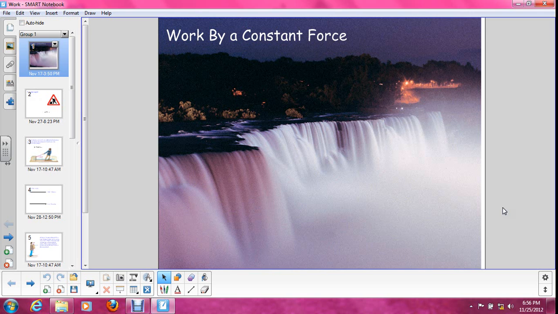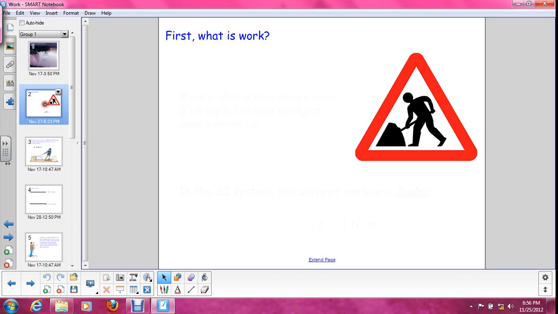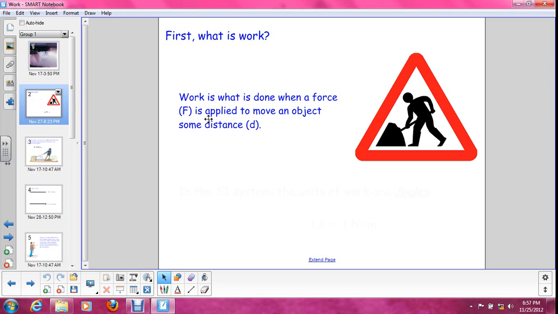We're going to jump right into the physics, talking about something called work and how it relates to forces. So what the heck is work? Usually when we think about work or talk about work, we think about a career or a job we have to do. But there is actual physical meaning to the word work. Work is what's done to an object when a force is applied to move it some distance.